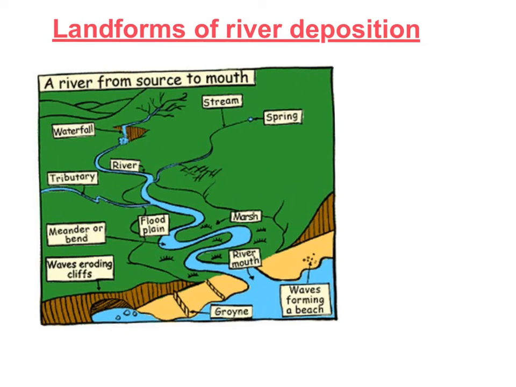Depositional landforms are found in the lower course of the river, so closer towards where the river enters the sea through the river mouth. The river valley is characterised by being much flatter, so you might have a much flatter, wider base to the valley. This is because of the lateral, the sideways erosion by the meander bends.